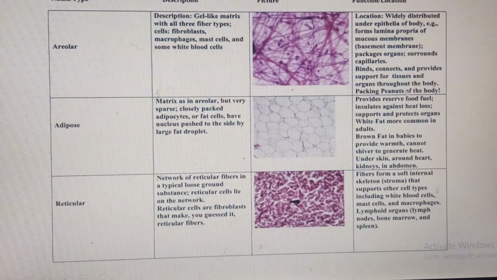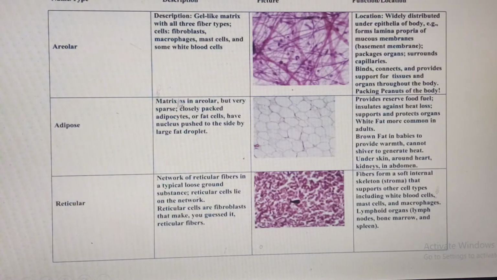So by way of summary, that's what we have. There's the areolar being a loose connective tissue. Areolar loose connective tissue, and we've seen the areas where we're going to find it. By way of description, it has a gel-like matrix with all three fiber types and cell types. We have the fibroblasts, macrophages also there, mast cells will be there, with some white blood cells also. That's what we've seen, and those are the areas in the body where we are going to find them.